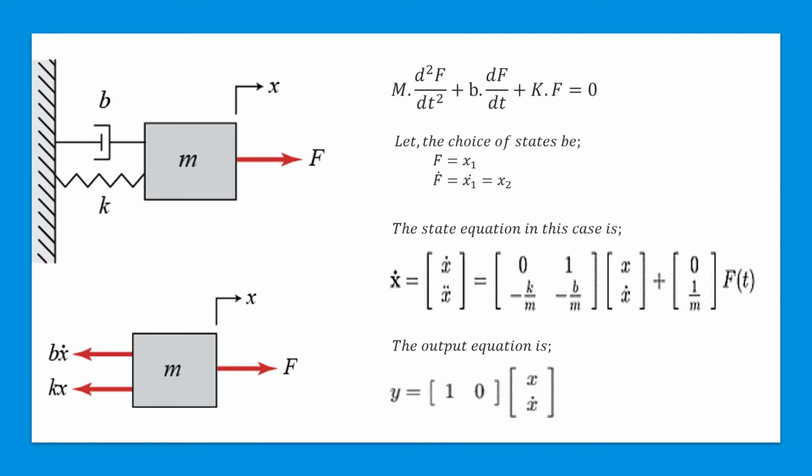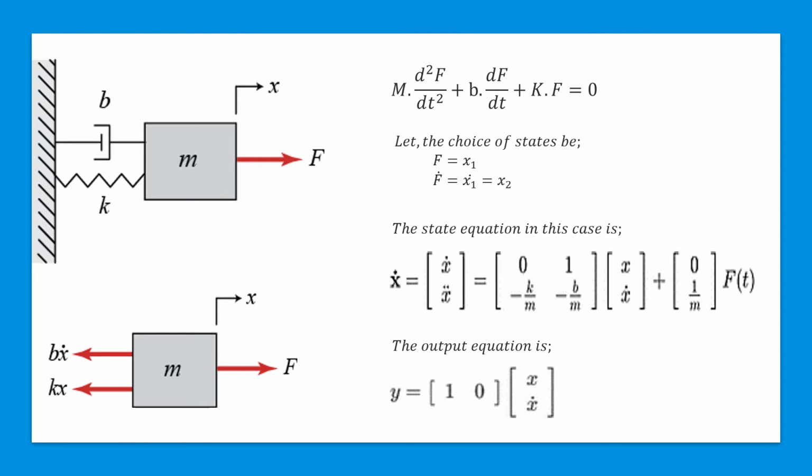In the free body diagram, we can see that three forces act on the block M. One is F, the applied force, another is B x dot due to the damping constant, and another is for the spring, that is Kx. So the force F is equal to B x dot plus Kx, where x is the displacement. From the block diagram we can derive the second order differential equation: M d²x/dt² plus B dx/dt plus Kx is equal to 0.